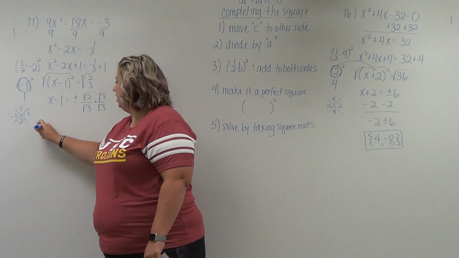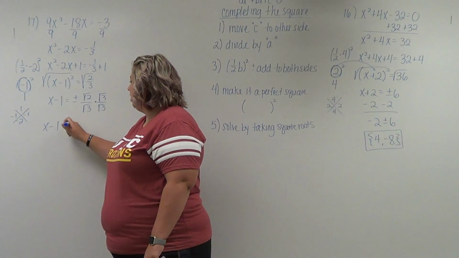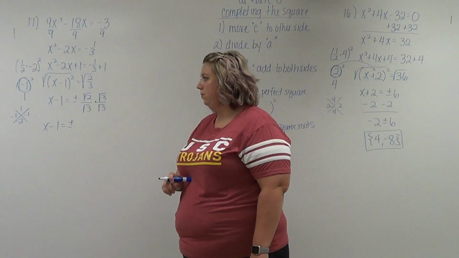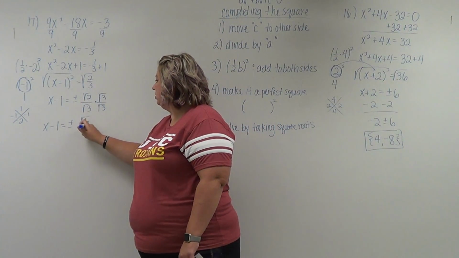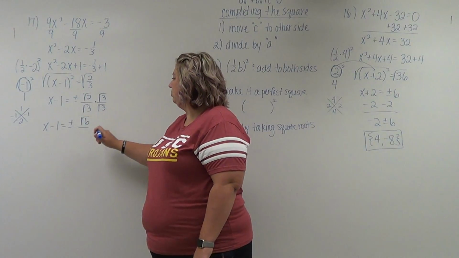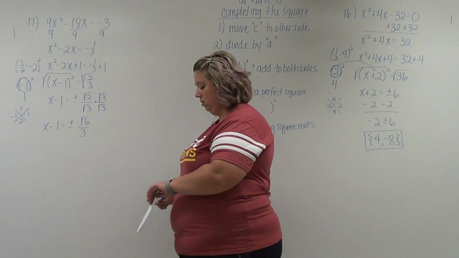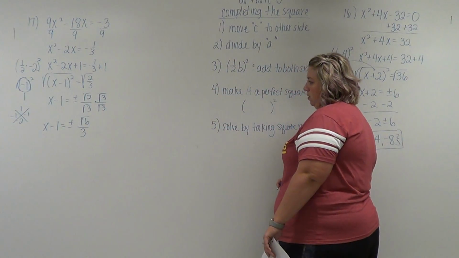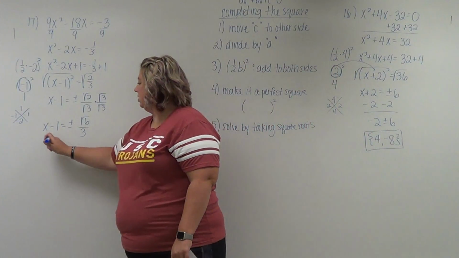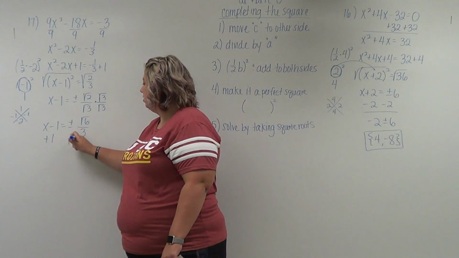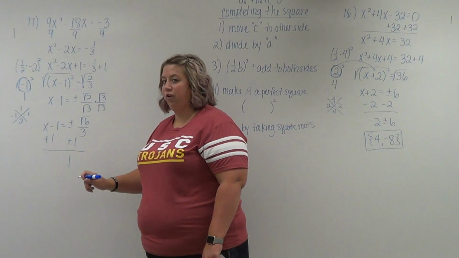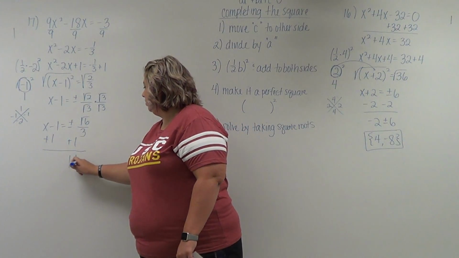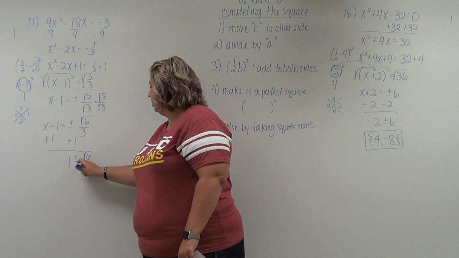So I would have x minus 1 equals plus or minus. Square root of 2 times square root of 3 is square root of 6. Square root of 3 times square root of 3 is 3. Okay, and then solve for x. I'm going to add 1. And since this is not a square root, that's going to come out in front. And then I have 1 plus or minus square root of 6 over 3.